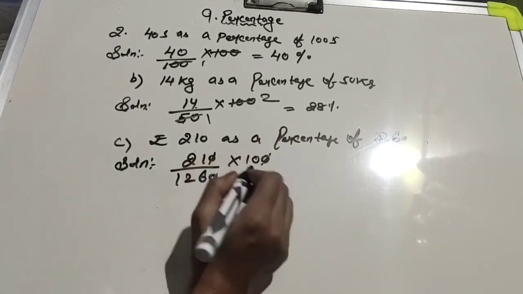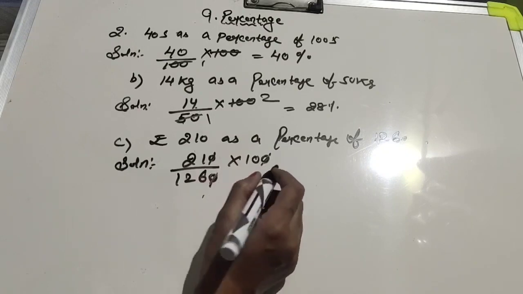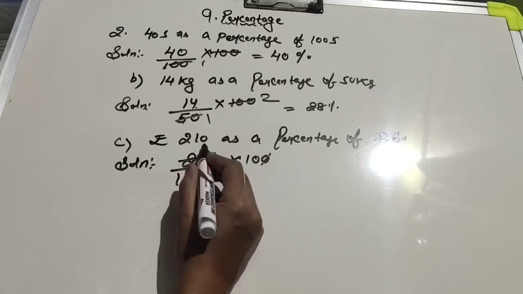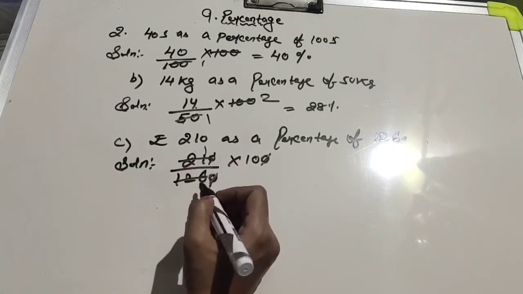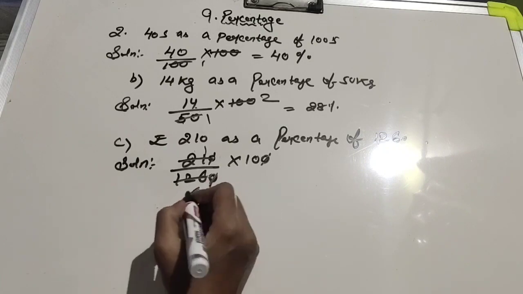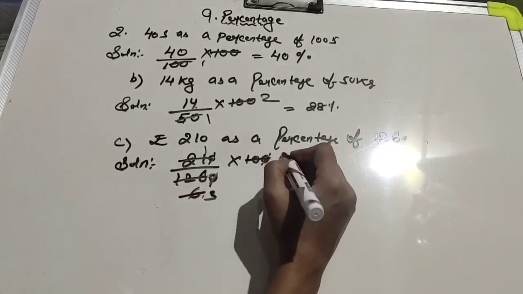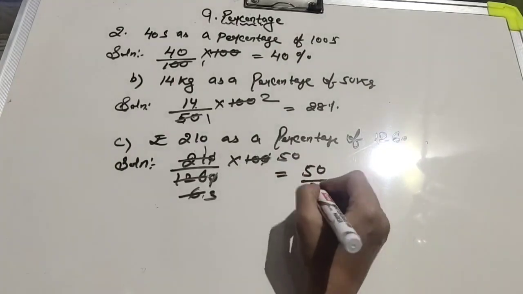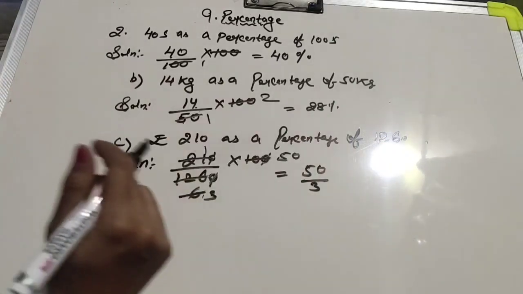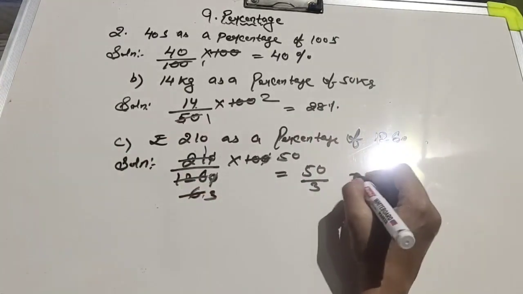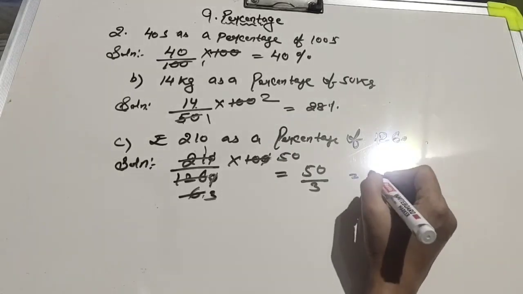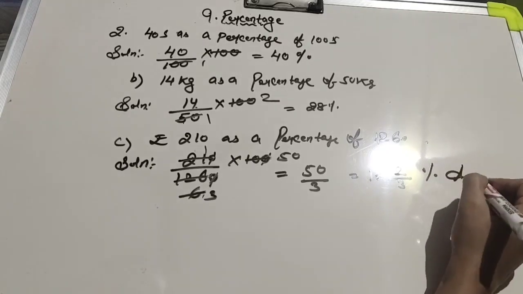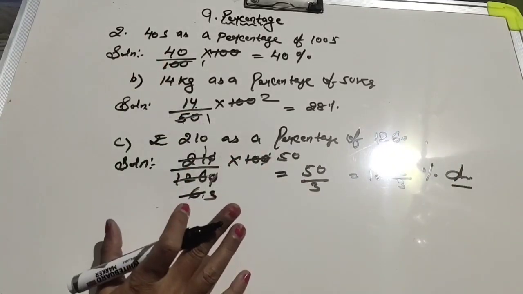21 table, 126 will become 6 times. So 21 1s are 21, 21 6s are 126. Now 6 and 100 we will cut in the 2 table. 2 3s are 6, 2 50s are 100. So it is equal to 50 by 3. Now change to a mixed number, because 50 by 3 is a fraction. 3 16s are 48 plus 2, so 50 by 3 is your correct answer. Clear? This is your method.